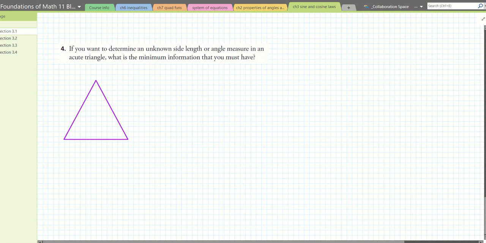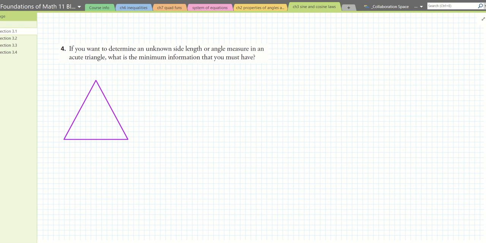Hi everyone, so I had some requests for questions from the homework from chapter 3.1. Question number 4 says: if you want to determine an unknown side length or angle measure in an acute triangle, what is the minimum information that you must have?